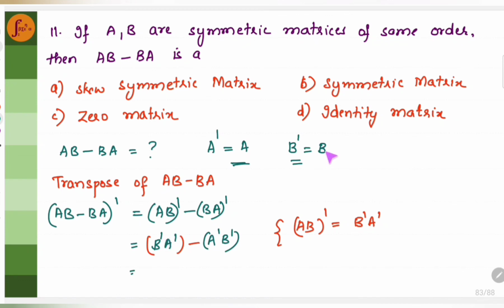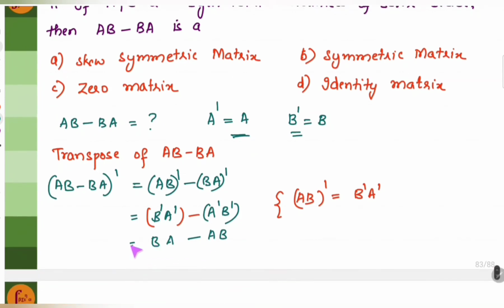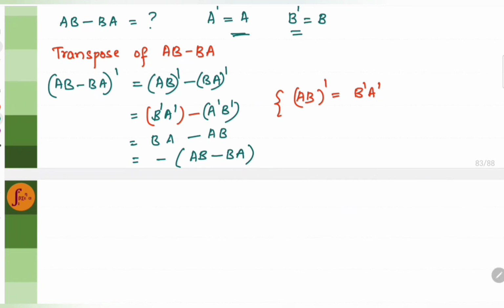Now what is B transpose? Nothing but B. A transpose is A. So what did we get? BA minus AB, right? So what we can do, we can take the minus outside. If you take the minus outside, you can write it as AB minus BA. So we got minus of AB minus BA. That is this one. We got this, but with a negative sign. So if you had assumed that this entire thing was a P, then P transpose would be equal to minus of AB minus BA, assuming that P is equal to AB minus BA.